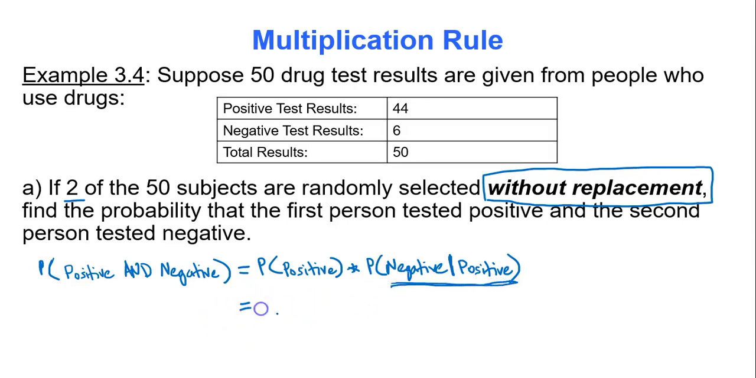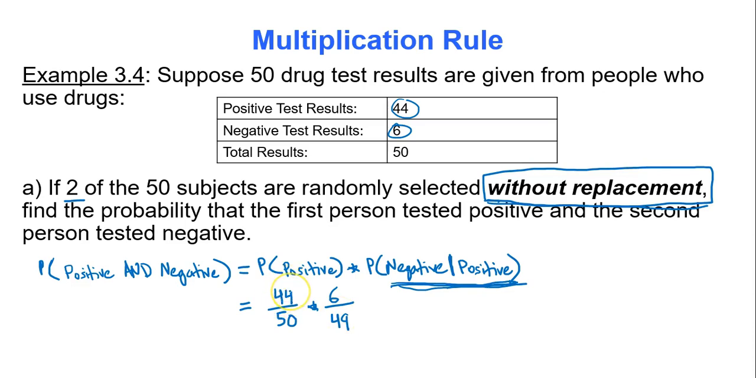All right, so out of my 50 items, how many were positive? 44 times. And then when I go through and I calculate the probability of getting a negative result, how many results are negative? 6. And how many results do I have to pick from? Because this is without replacement, remember. Well, there's only 49 to pick from. And that's what it means by finding the probability of getting a negative result given that the first one was positive. It means that I had 49 test results to pick from.